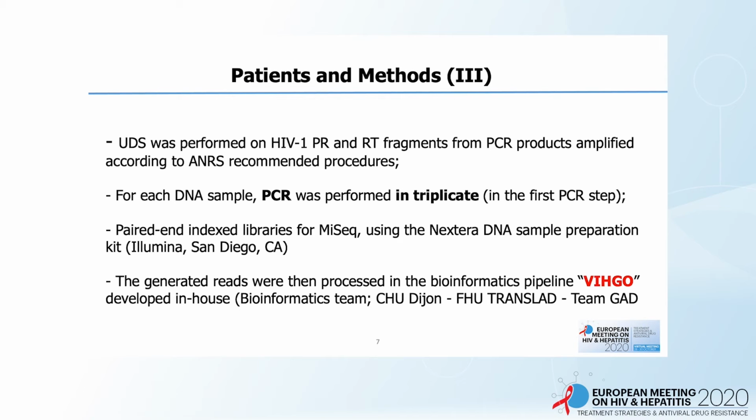Ultra-deep sequencing was performed on HIV protease and reverse transcriptase fragments from PCR products amplified according to the ANRS recommended procedures. For each DNA sample, PCR was performed in triplicate in the first PCR step. Paired-end indexed libraries for MiSeq were prepared using the Nextera DNA sample preparation kit from Illumina. The generated reads were then processed in the bioinformatics pipeline VIGU, developed in-house by a bioinformatics team from the genetics department.